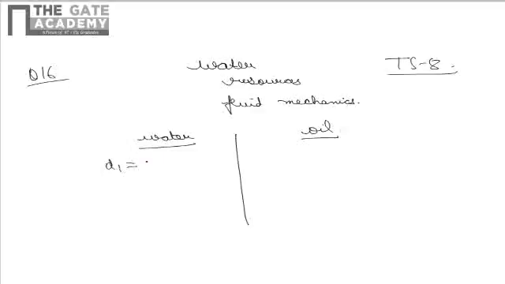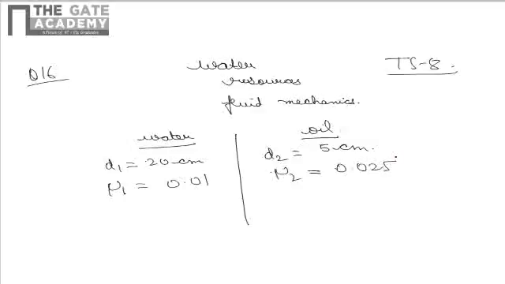Diameter of pipe carrying water, D1, is 20 centimeter, whereas D2, that is carrying oil, is 5 centimeter, and also it is given that viscosity of water, let us say mu1, is 0.01 and mu2 is 0.025. Further, it is given that specific gravity of oil is 0.8 and specific gravity of water, as we know, is 1, and velocity of flow of water is given as 5 meter per second.